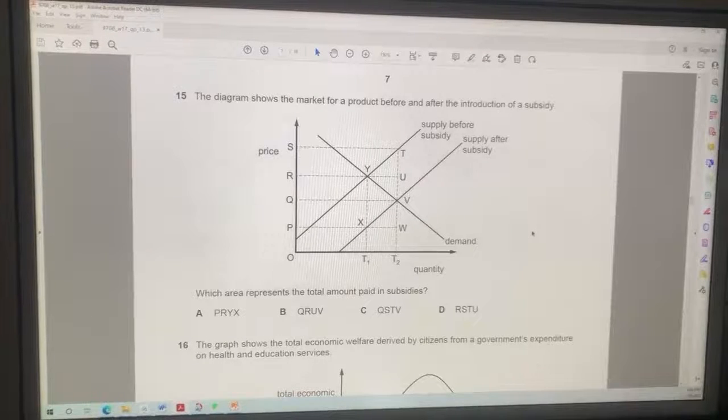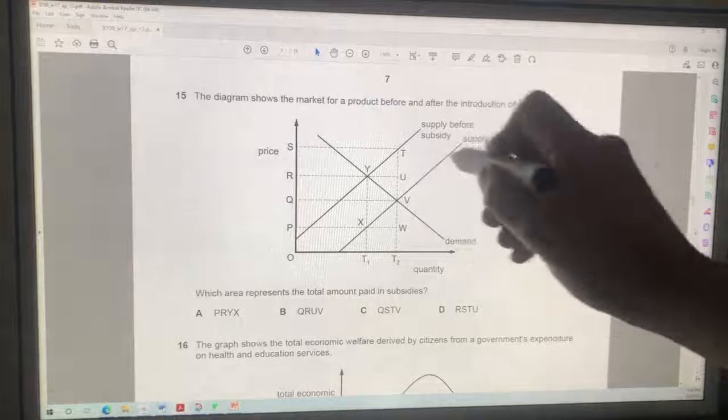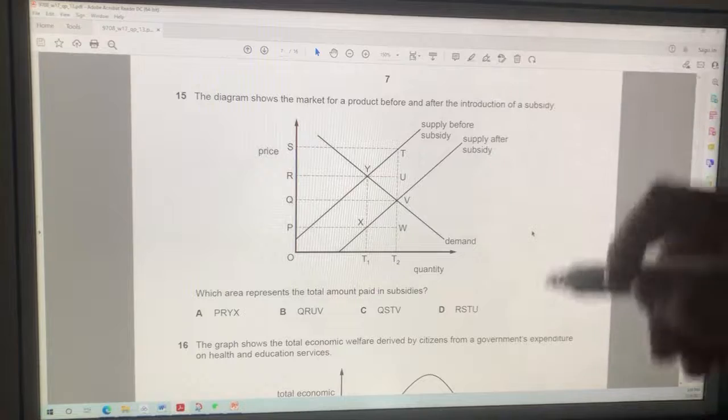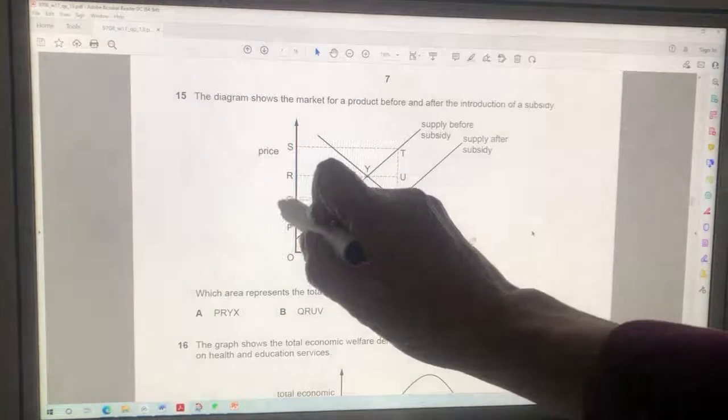Question 15. The diagram shows the market for a product before and after the introduction of a subsidy. So a subsidy shifts the supply curve to the right. Which area represents the total amount paid in subsidies? Oh, maybe this one's easy. Let's see.